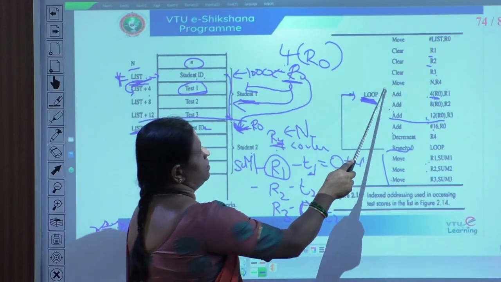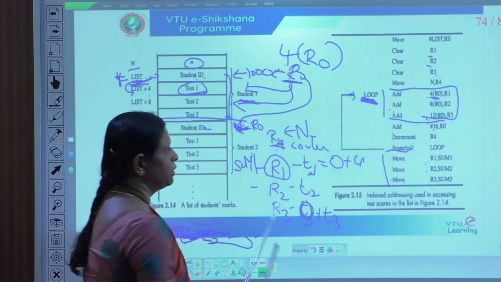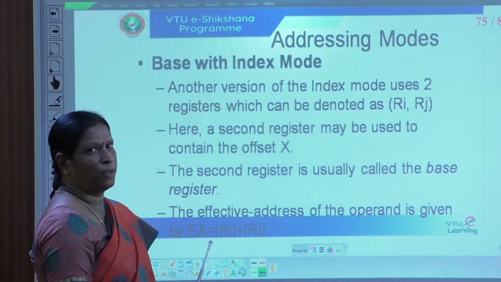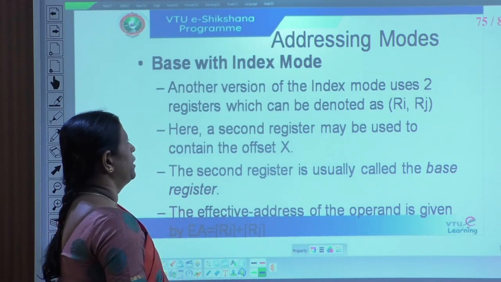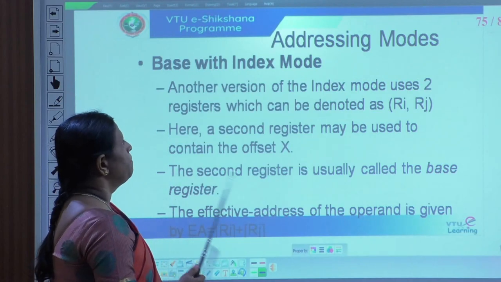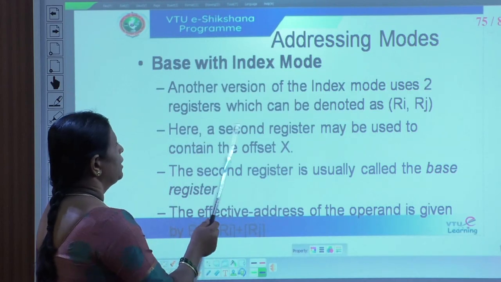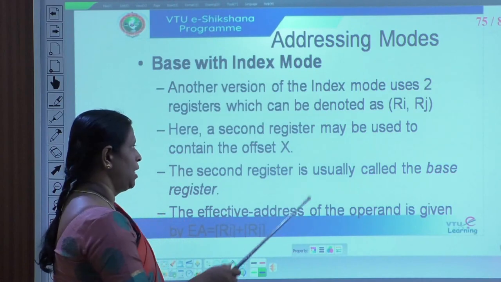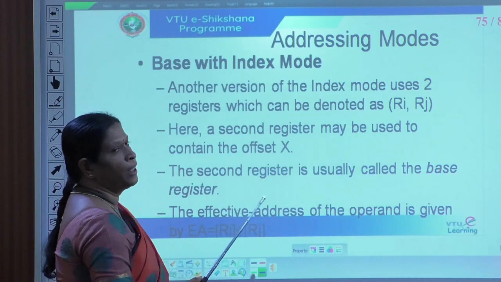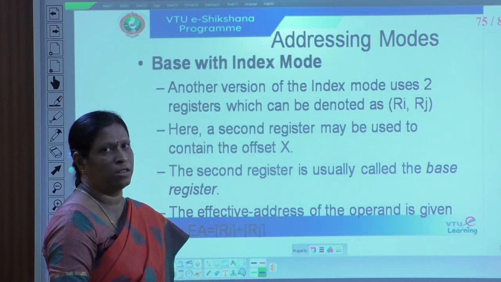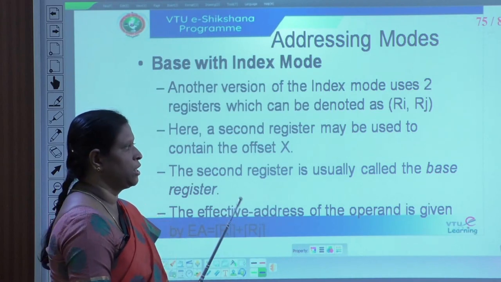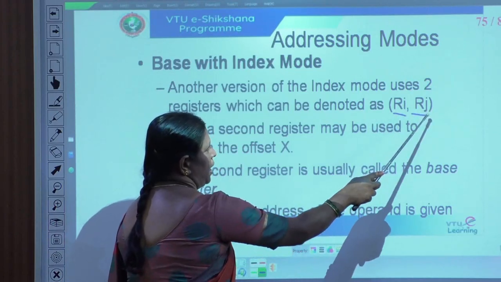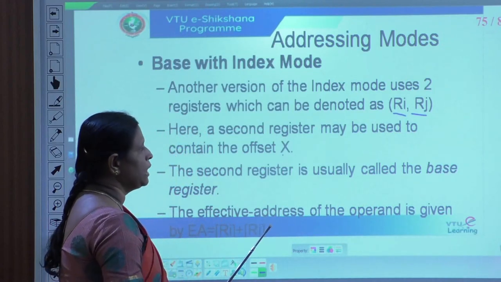Clearly, these steps illustrate the usage of what we call the indexed addressing mode. There are variations of the indexed addressing mode. One is base with index mode. Another version of index mode uses two registers, denoted as Ri, Rj. Here a second register may be used to contain the offset. Instead of using X, which is the offset or displacement to be added, two registers are used, Ri and Rj, and one of the registers can be used to hold the offset value.